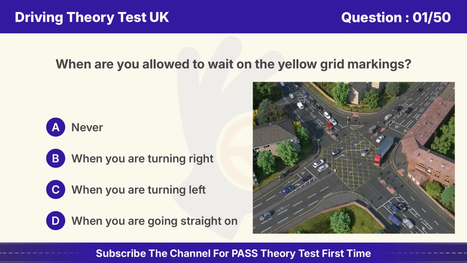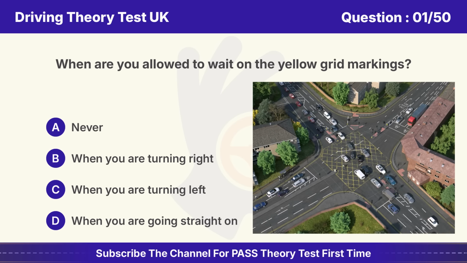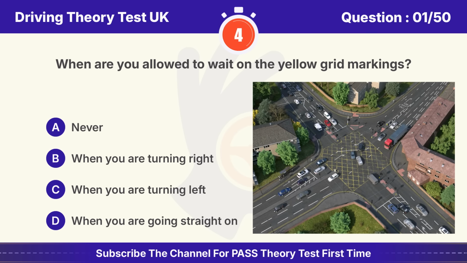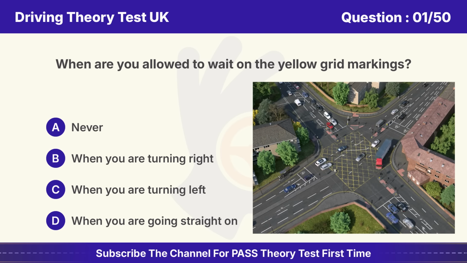Question 1. When are you allowed to wait on the yellow grid markings? Option A. Never. B. When you are turning right. C. When you are turning left. D. When you are going straight on. Answer is B. When you are turning right.